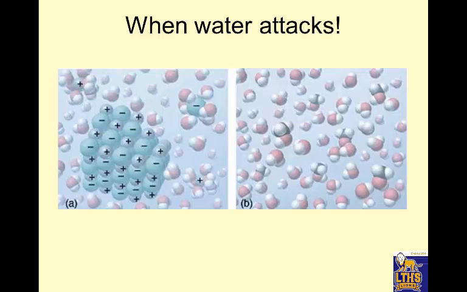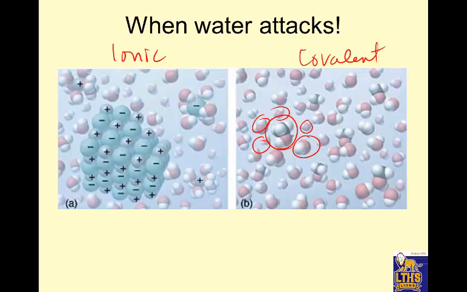Okay, so just to remind you, when water attacks, what kind of compound is this? Ionic. And what kind of compound is this? Covalent. How do I know? Well, here's water. Here's the compound. Water surrounding it. See all these waters around it? But this compound is still together. Okay. Here's the ionic compound. When water surrounds it, the ions break into their positive and negatively charged parts.